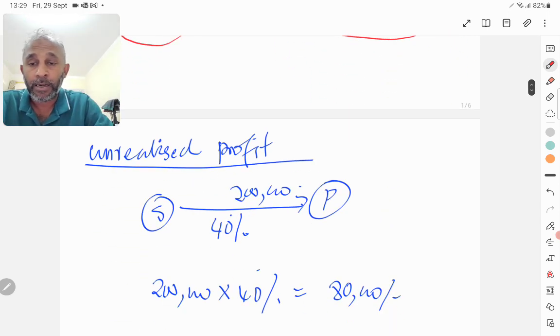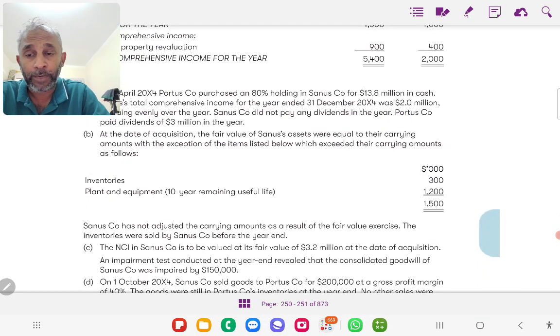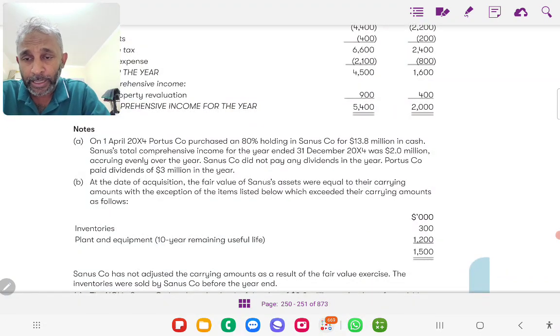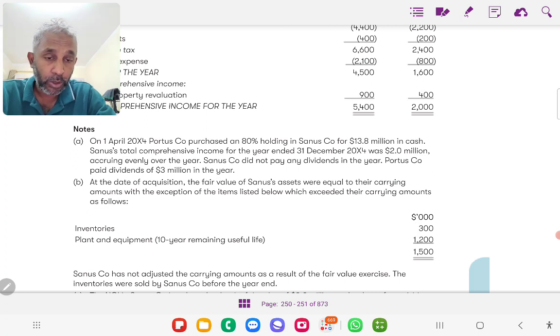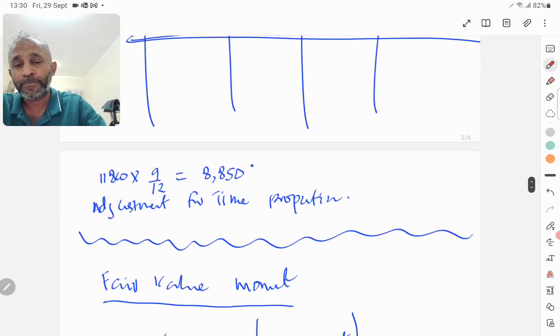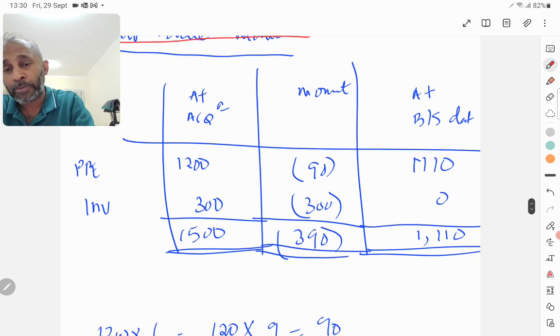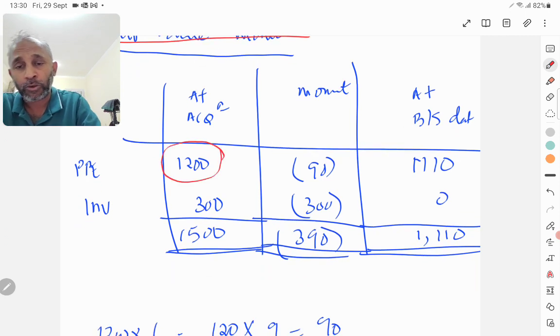Now what we need to do is also factor in the other additional information. They gave you here that at the date of acquisition, the fair value of S company's assets were equal to their carrying amounts, with the exception of the items listed below. Here we need to have something called a fair value movement. So at the date of acquisition, the fair value of the property, plant and equipment exceeded by 1200, and inventory exceeded by 300.